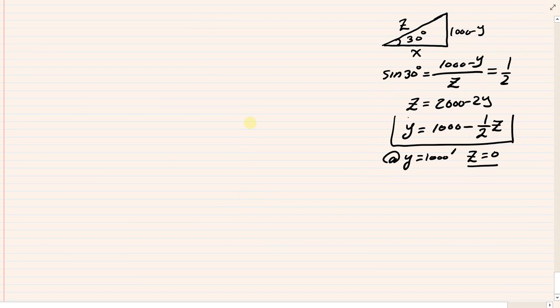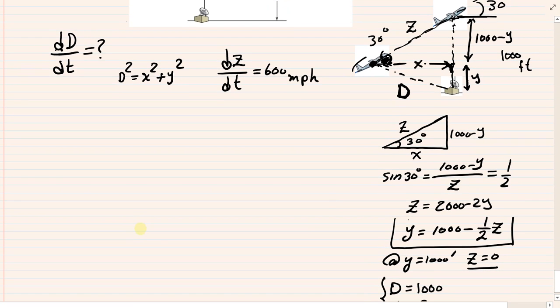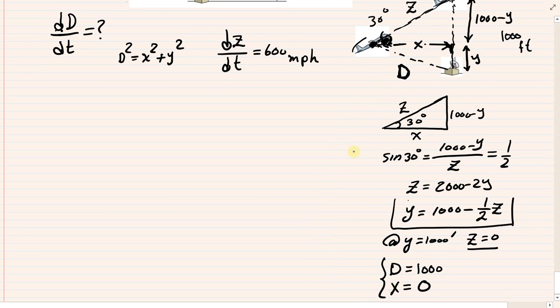And at that point, actually, D, the distance between the plane and the radar, is 1,000 feet, and at that point X is 0, right? This is all happening when the plane is directly above the radar, and you can verify that against our graph. X is 0 because the aircraft is directly above, so X will become 0 there. Okay, we're good now. The other thing I need is the relationship between X and Z. We have it between Y and Z. We need it for X and Z.